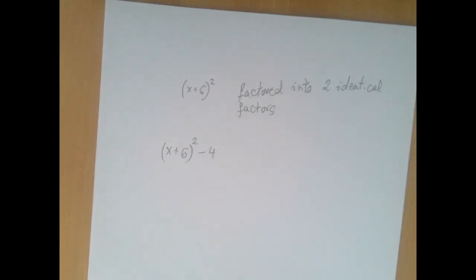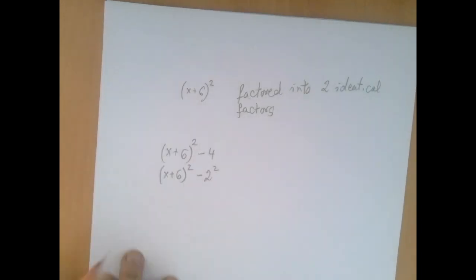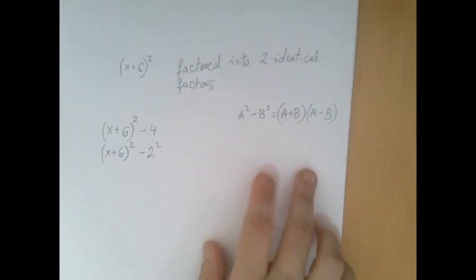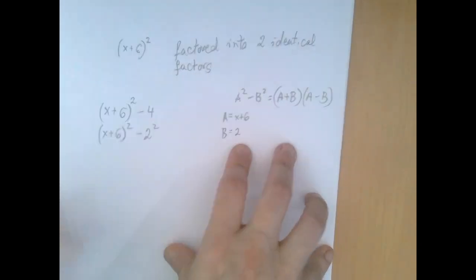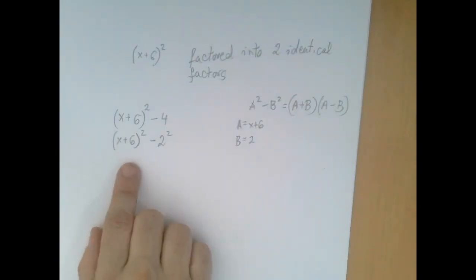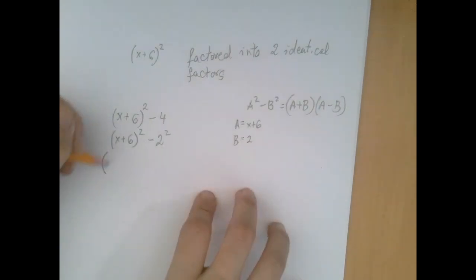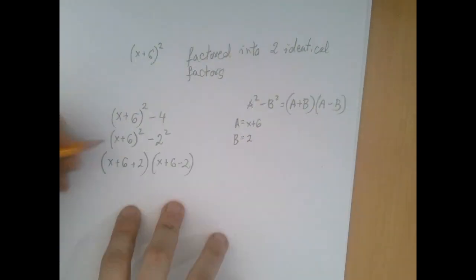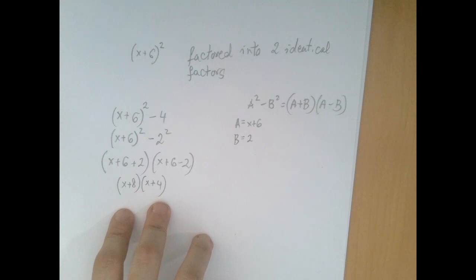If that is the case, we can factor via the difference of squares theorem. This is (x+6)² − 2². So in the difference of squares theorem, a will be played by x+6 and b will be played by 2. And then a² − b² is (x+6)² − 2². So this one will cleanly factor as (x+6+2)(x+6−2). And that's (x+8)(x+4).